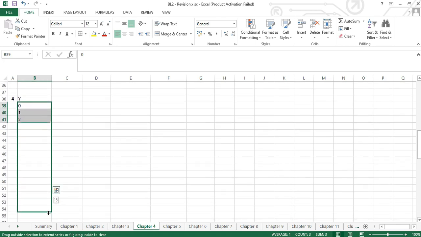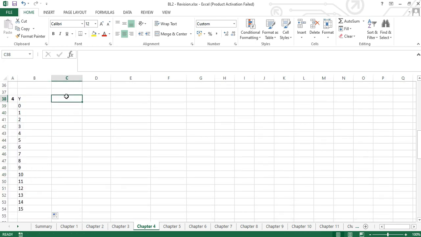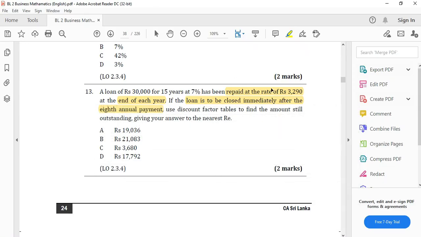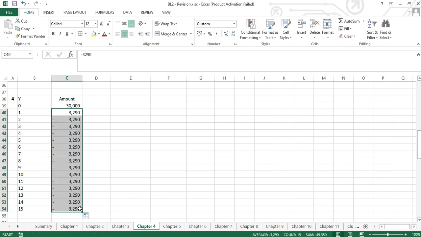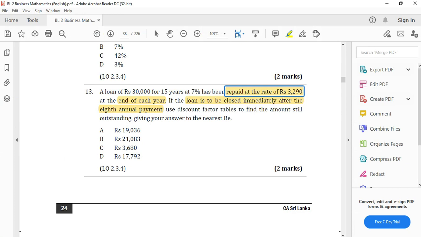Let's draw the picture. 15-year loan, and the loan amount they borrowed is initially 30,000. That is the present value of the loan, and they have been repaying it with 3,290 every year. For 15 years they are to be paid.